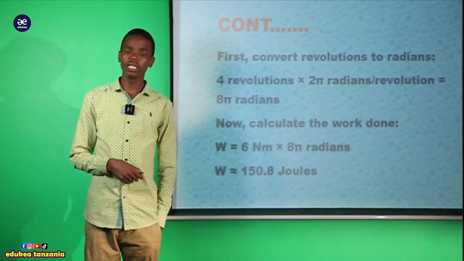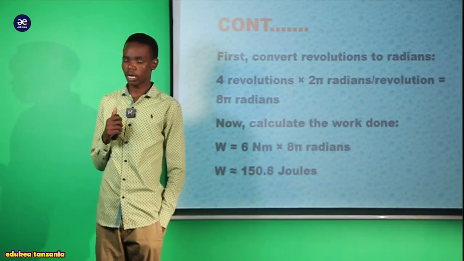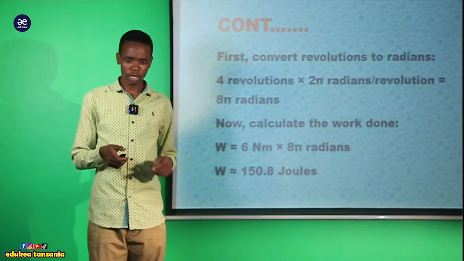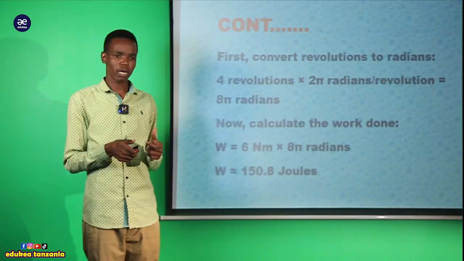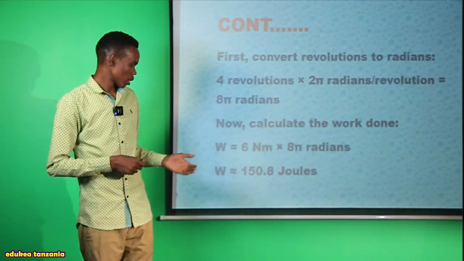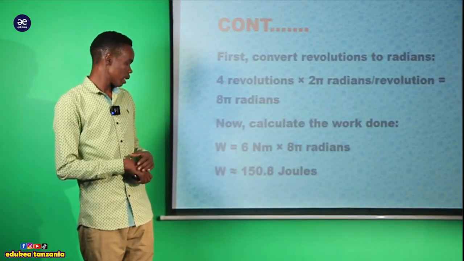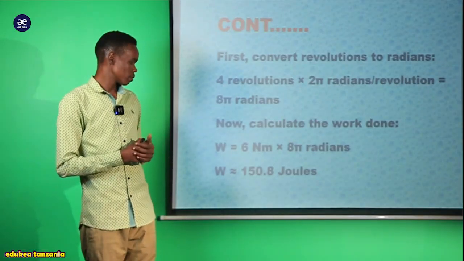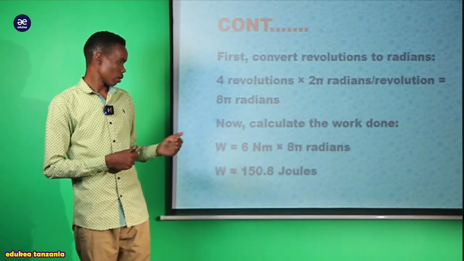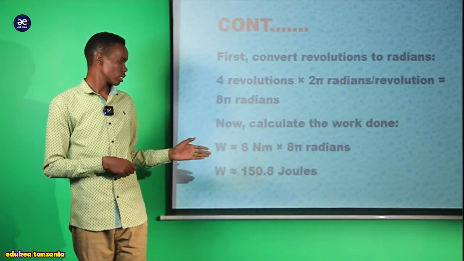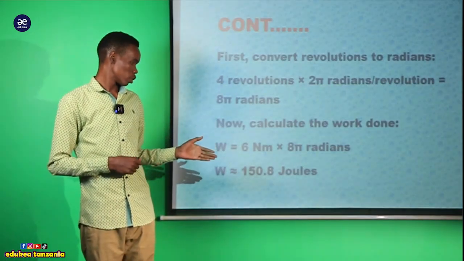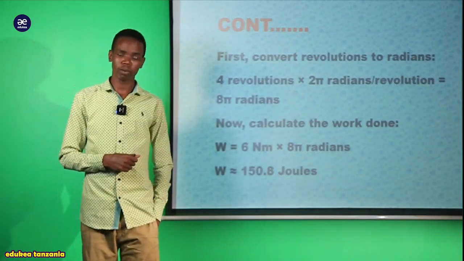So after substituting here, we are supposed to take our calculator, my dear student, so as to solve our question. After taking the calculator, let us solve our question as we were asked. After substituting, we find that W must be equal to 150.8 joules. If we take this 6 newton meter and multiply it by 8 pi radian, we should get 150.8.